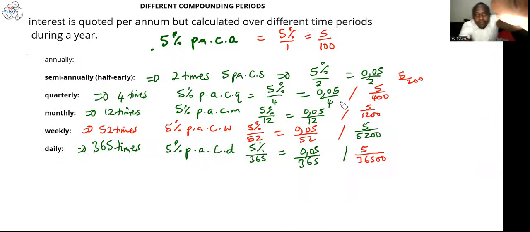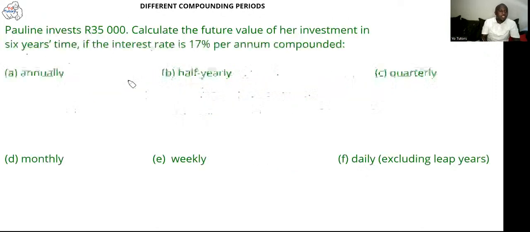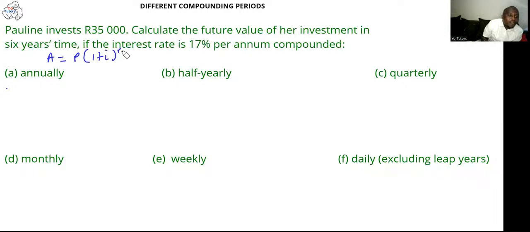Okay, so now let's see if we can attempt some questions. Pauline invests 35,000. Calculate the future value of the investment in 6 years' time if the interest rate is 17% per annum compounded annually. That's the first one. So if it's compounded annually, what do we know, guys? We know that we are using A equals P times (1 plus i) to the power of n.